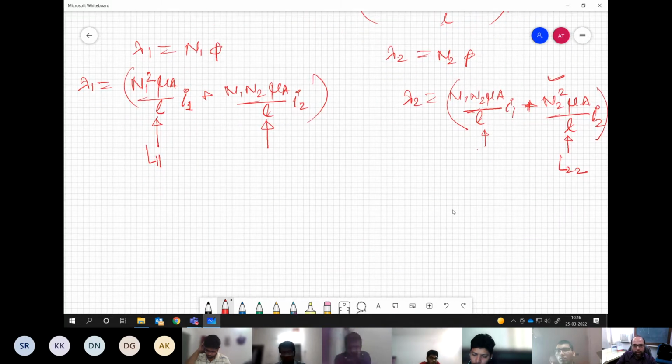Now, the other term which is coming here is called mutual inductance. Say this is L12 and this is L21. This is coming on account of the influence of both the coils. This is another circuit element we have got, which comes on account of both the coils as a combined effect.